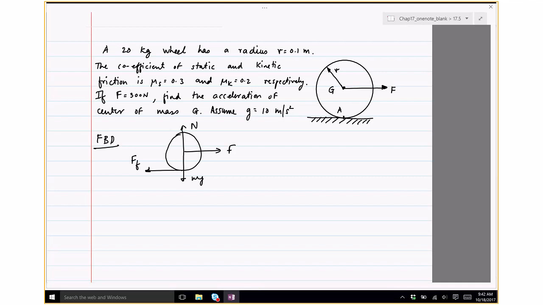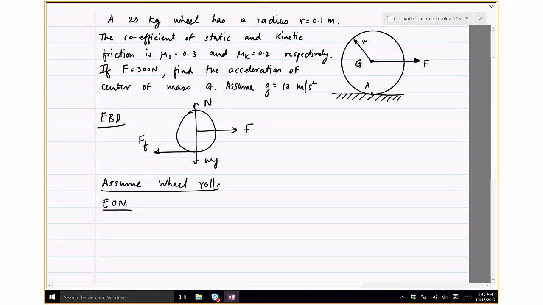Now, when I'm setting up the equations, you're not told here if it's rolling or sliding. You have to start by assuming it's rolling. So assume the wheel rolls. Again, the same three equations hold: Fx, Fy, and a moment. So Fx equals m a. I'm going to write this with the subscript G. Let me write a_Gx, so it's very clear that it's the acceleration of point G.